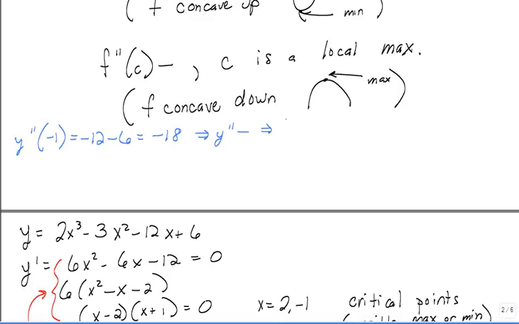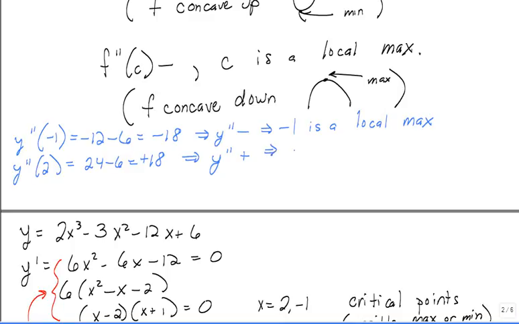-1 is a local max. And if I do y double prime of 2, that was my critical point, that will give me 24 minus 6 is 18, which is positive 18. So y double prime is positive, implies 2 is a local min, because if it's negative, it's concave down, so you have a max. If y double prime is positive, your graph is concave up, so you have a min.